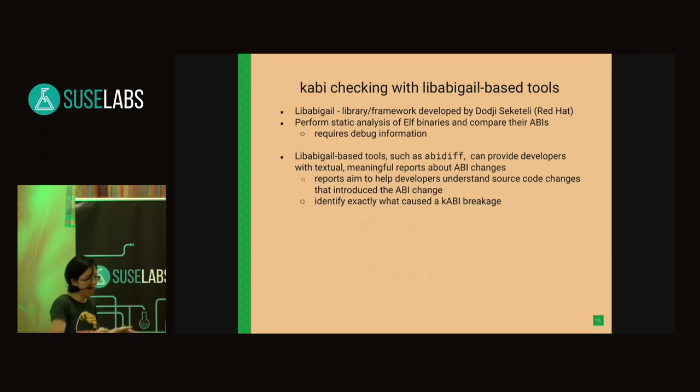Right now, what we currently have is that you have a CRC and you see it change, but you have no idea what exactly caused that KABI breakage, and you could spend a lot of time trying to chase down what change to a struct you made that caused that CRC to change, and that's really annoying and wastes a lot of time. So what libabigail could do is basically identify exactly what caused a KABI breakage. It can identify the source code changes that you made that introduced the ABI change. So I think this is a really promising tool.